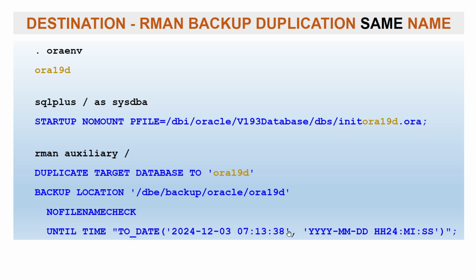This until time determines what RMAN uses when we duplicate the database: which full backups, which incremental backups, and which archived log files to use. This until time clause determines that, and that's why we need to be careful with the time format or time value. Now, this method duplicates the database with the same name.